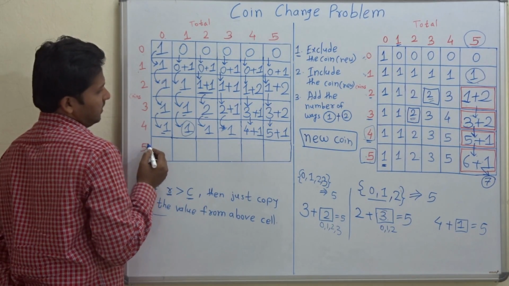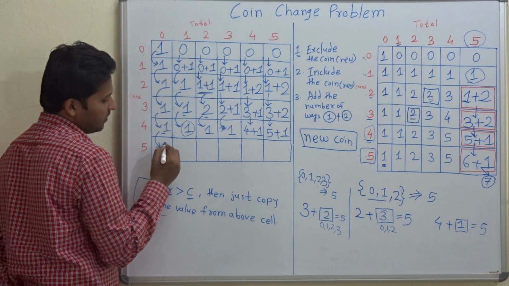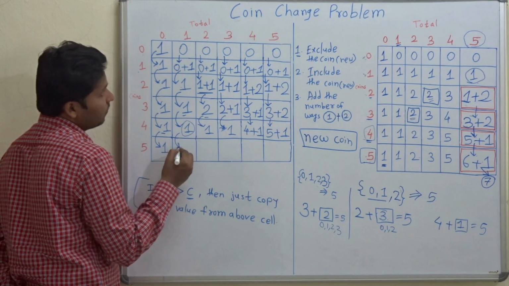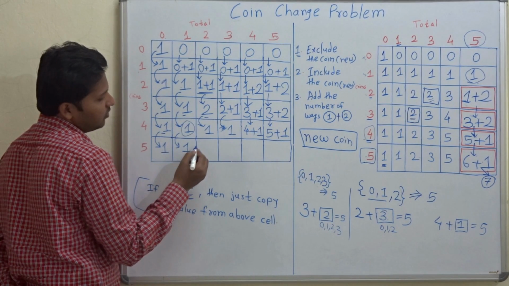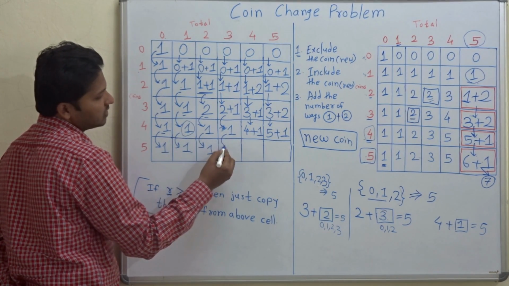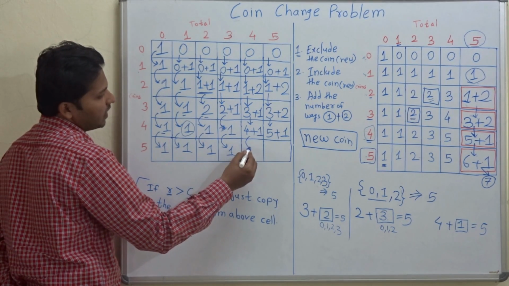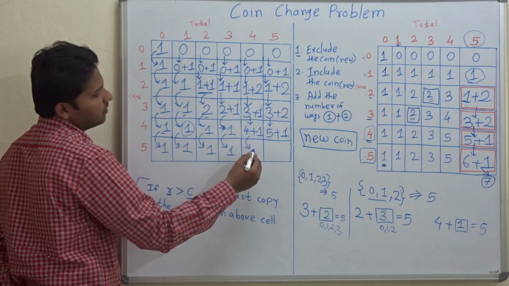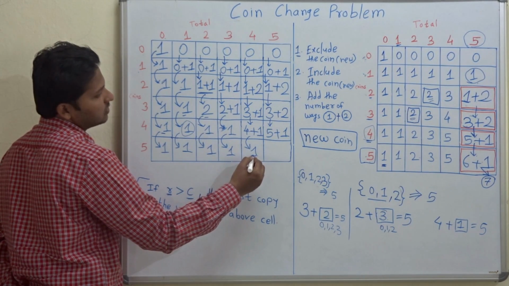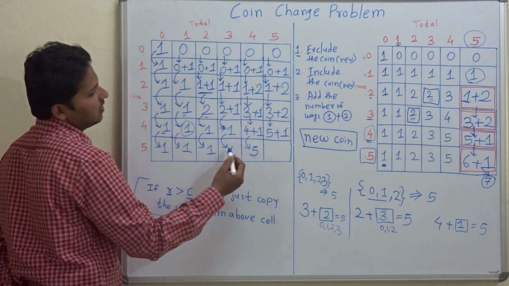Now next row, 5 is greater than 0. So copy the value from above cell. 5 is greater than 1. Copy the value from above cell. 5 is greater than 2. Copy the value from above cell. 5 is greater than 3. Copy the value from above cell. 5 is greater than 4. Copy the value from above cell.